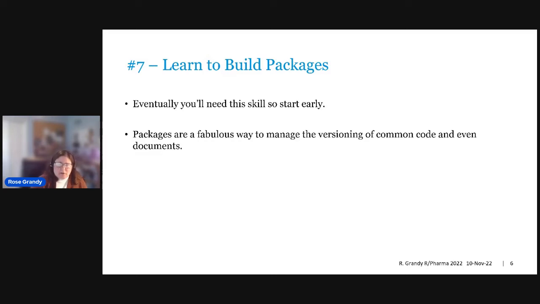So by building your own packages, your need to adopt packages for just that one little function disappears. And if you can't find exactly what you want, you can build it yourself. So packages even can be used to house things like standard practice data sets and common documents you might use.